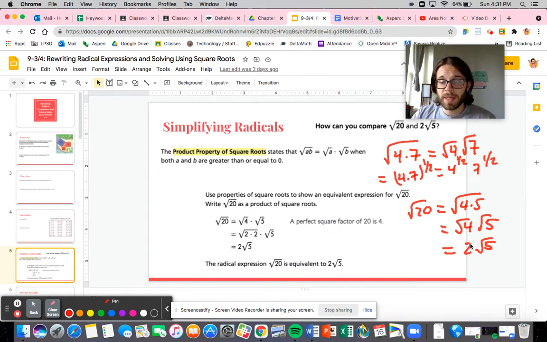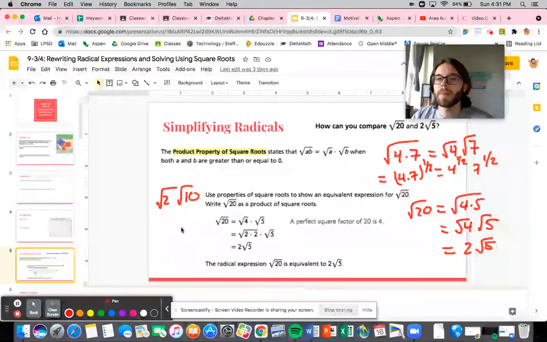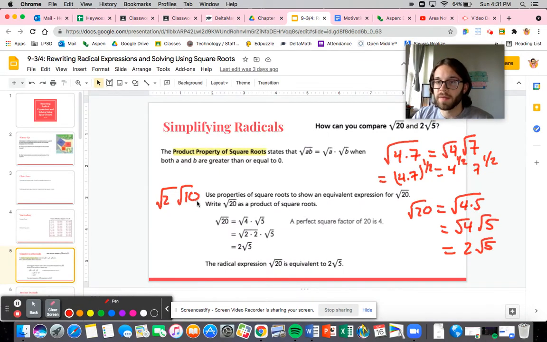Now, you might be asking yourself, why didn't I pick something like the square root of 2 times the square root of 10? I could, 20 is 2 times 10, but the problem is we don't know what the square root of either of these is. I would just leave them like this, so that doesn't actually help me do anything. This over here at least lets me know that I got a 2 out and the square root of 5.